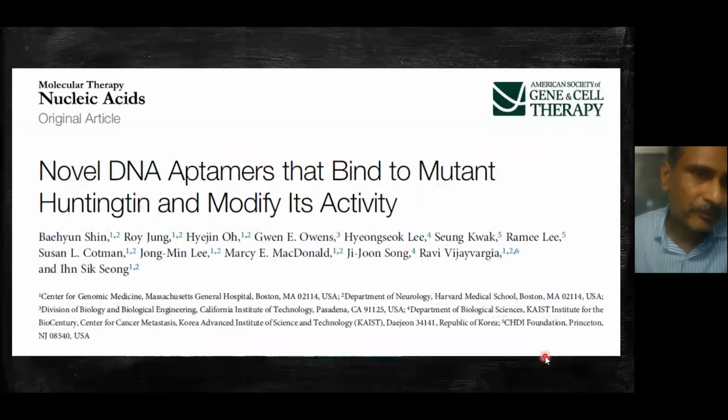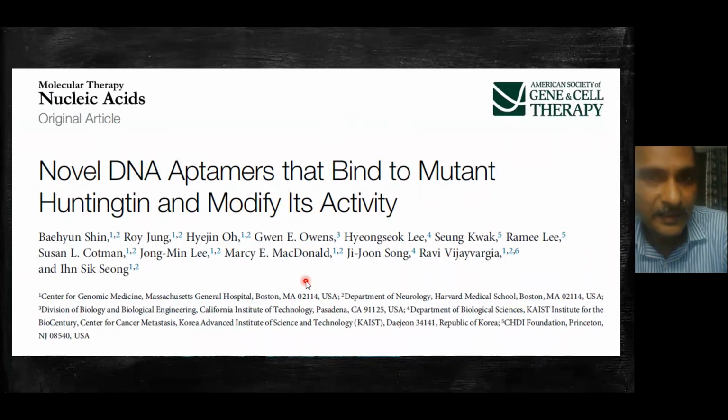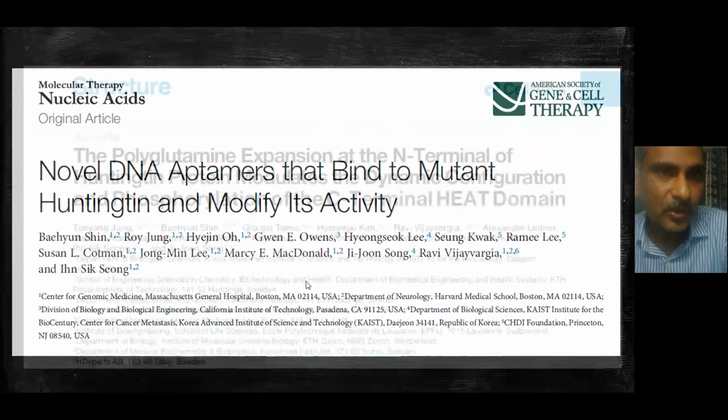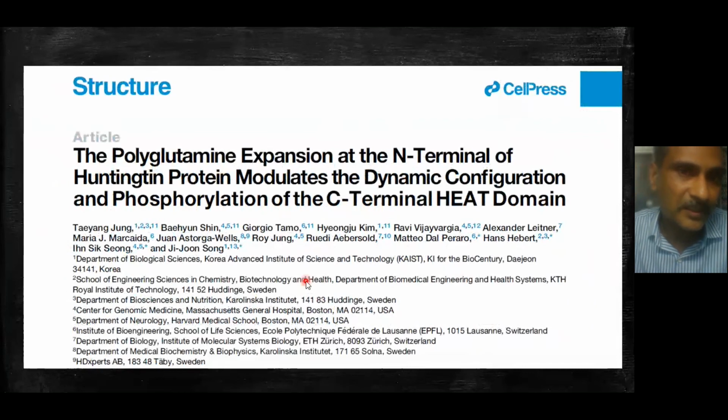So all this data was published in a paper in Molecular Therapy Nucleic Acids, and this has been cited several times. Recently, more groups have worked on this MS3 aptamer, and they have confirmed our finding and done further studies. So it's a work in progress. Also, several other papers came out of this work because of the use of the purified proteins which we produce.